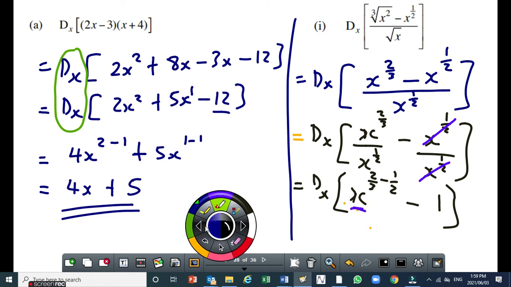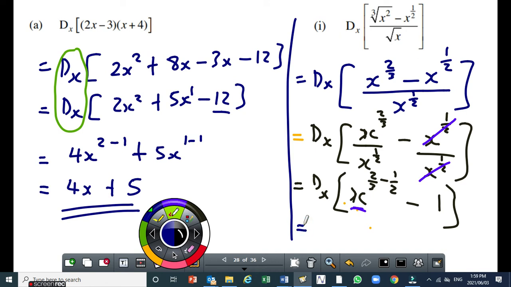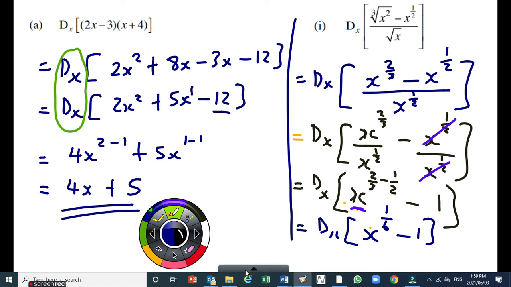Alright? So I'm going to move on and say this is equivalent to d of x of x to the power of 1 over 6 minus 1. Now it's simplified. Now, the good thing about this is that the derivative of the constant is 0, so we just have to multiply 1 over 6 times the coefficient of x here, which is a 1. So the answer will be 1 over 6x to the power of 1 over 6 minus 1. Okay, let me write it. So it will be 1 over 6.